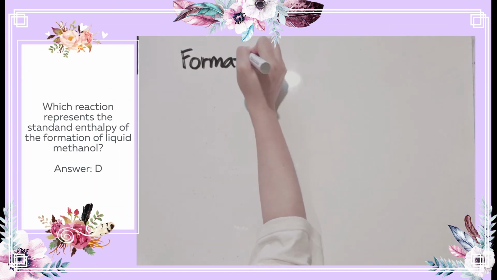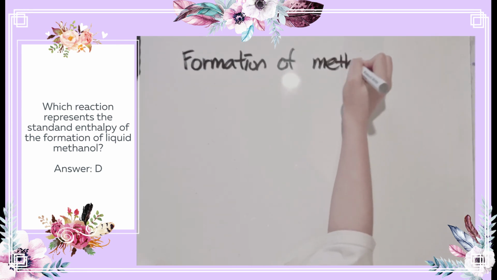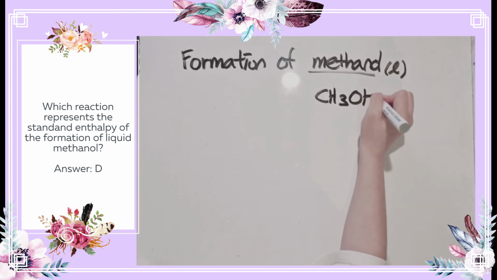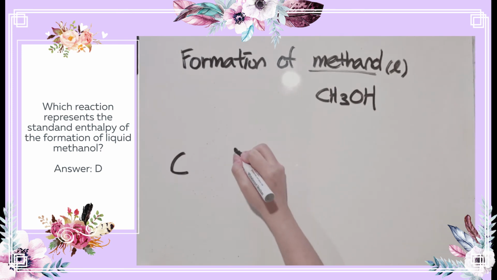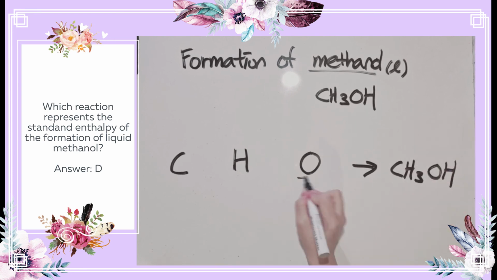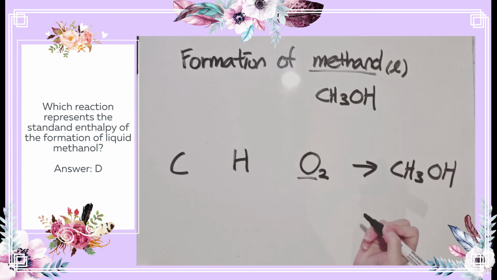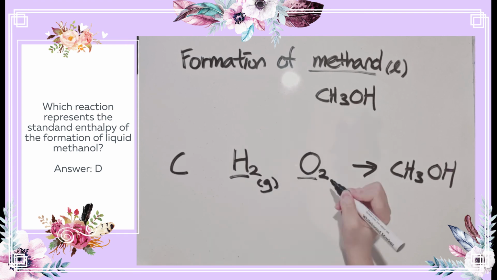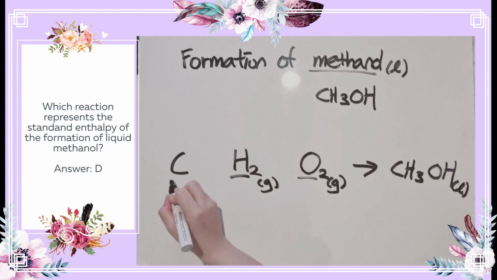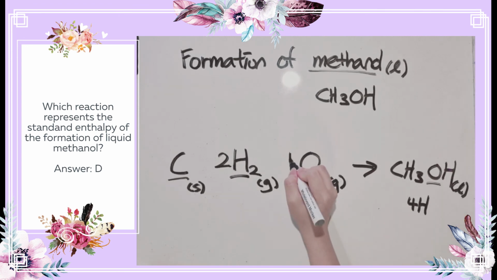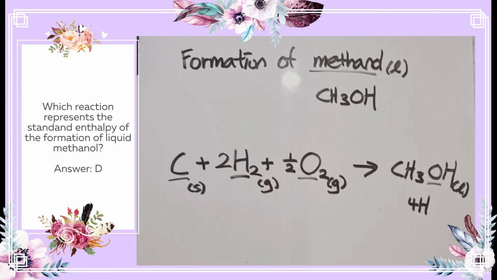Which equation represents the standard enthalpy of formation of liquid methanol? So methanol is expressed as CH3OH. So we need carbon, hydrogen, and oxygen to make methanol. And we have to know that hydrogen and oxygen are diatomic, meaning they exist as a pair, and in normal state, they exist in gas form. While carbon exists as a solid. After that, you just have to balance the equation out, and there we go.